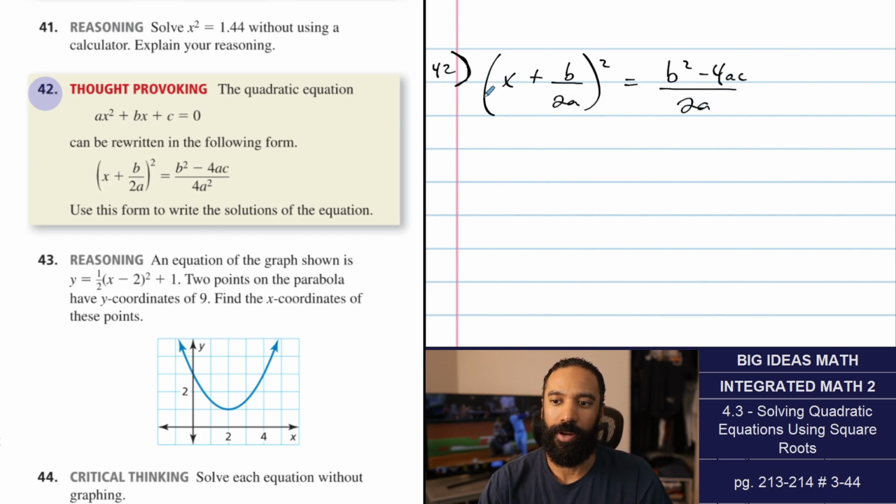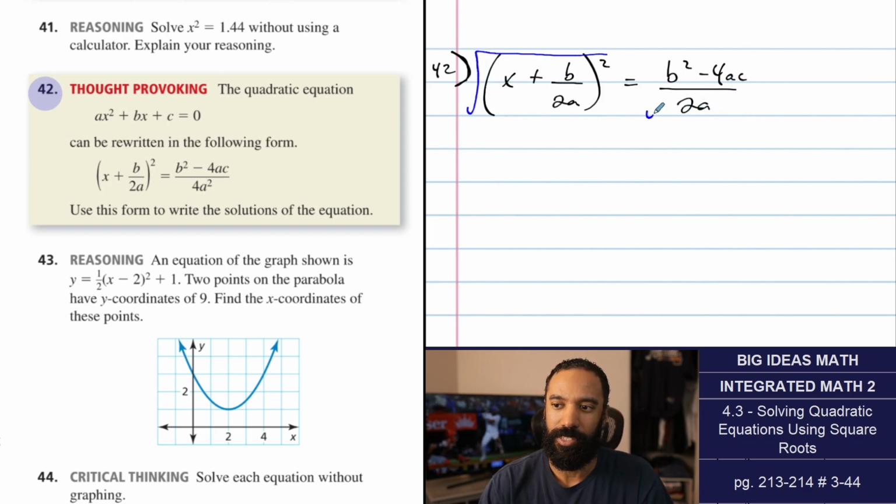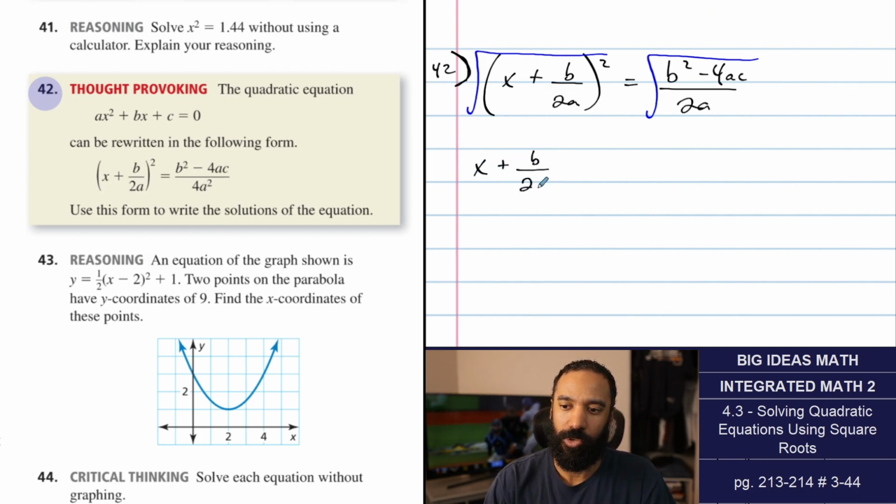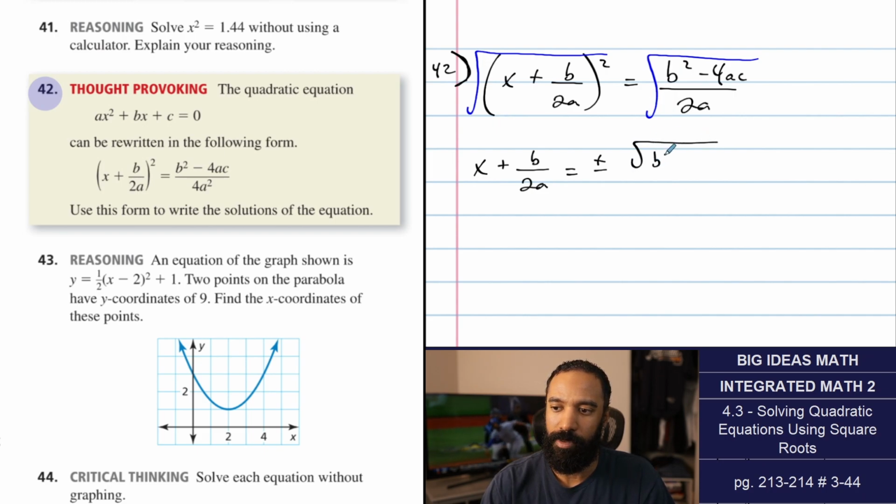But let's just do what we know how to do. Take the square root of both sides. And we now have x plus b over 2a equals plus or minus. And let's split this up. The square root of b squared, excuse me, this has 4a squared over here. I jumped the gun. B squared minus 4ac here.